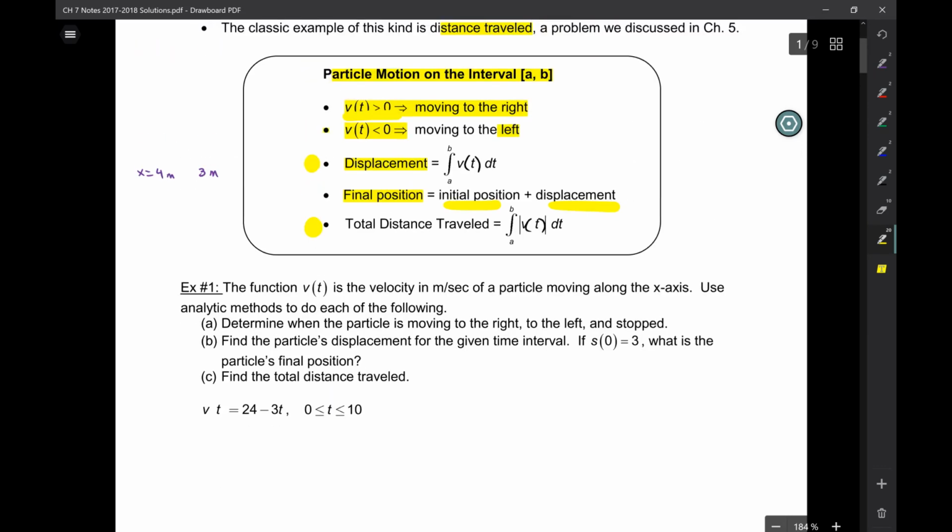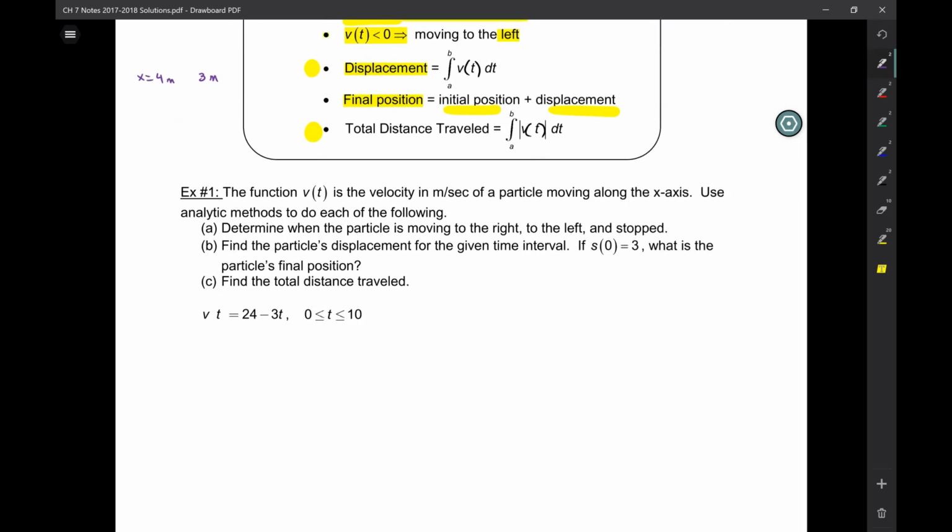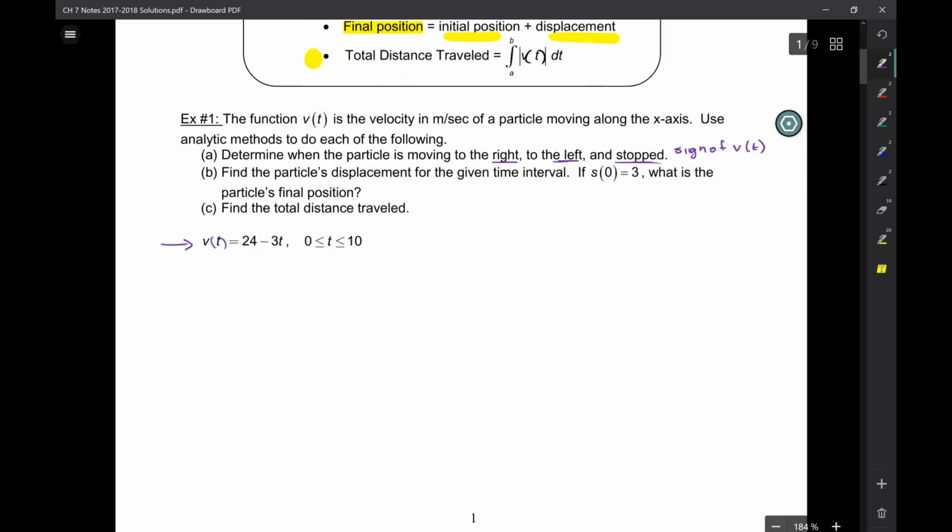All right, let's do an example. The function v is the velocity in meters per second of a particle moving along the x-axis. So it could go back and forth. Use analytic methods to do each of the following. Determine when the particle is moving to the right, to the left, and stopped. So for this, you just look at velocity, okay? So that's the sign of v of t. Where is v of t? We're given v of t here, okay? So let's just take a look at the sign of v of t.